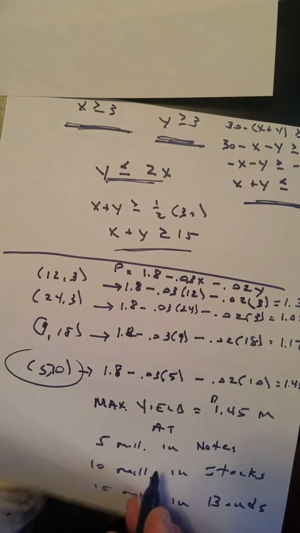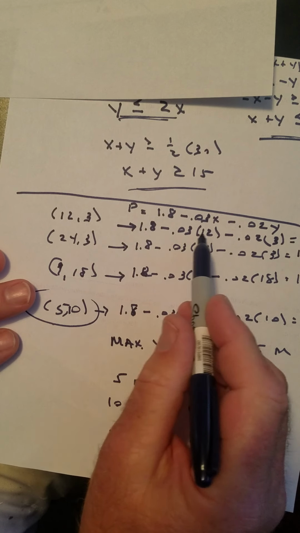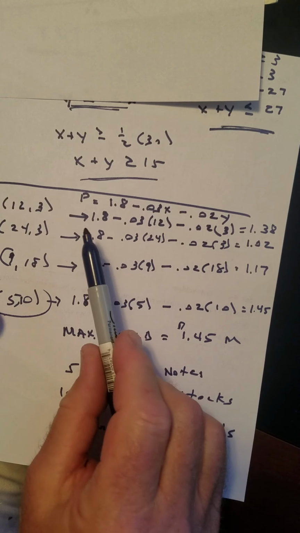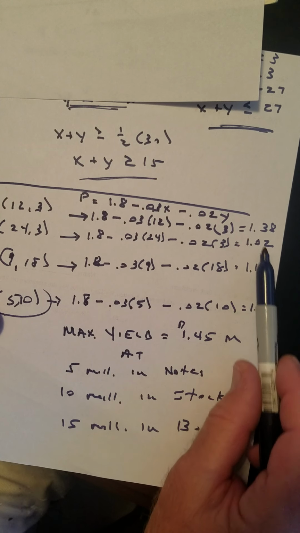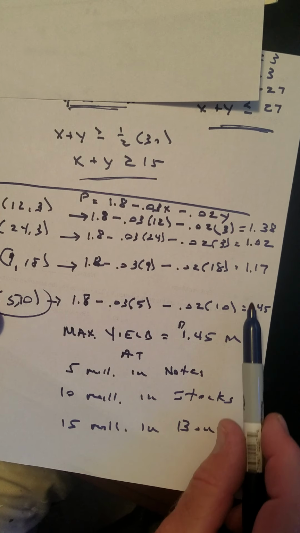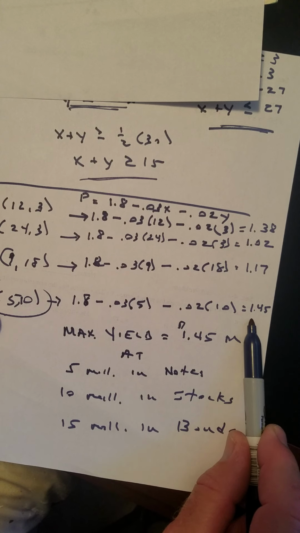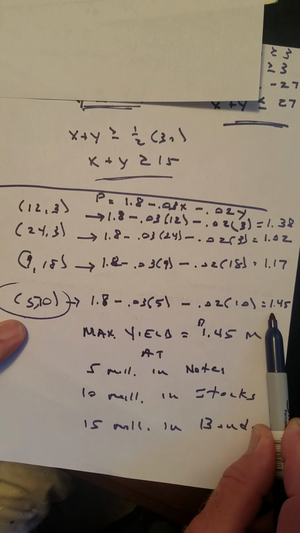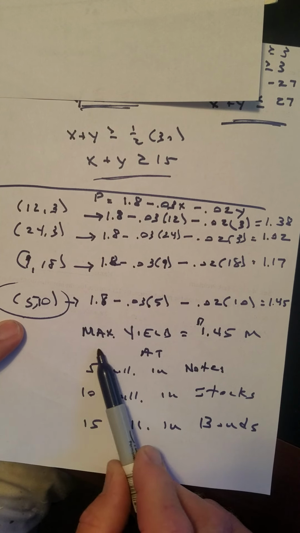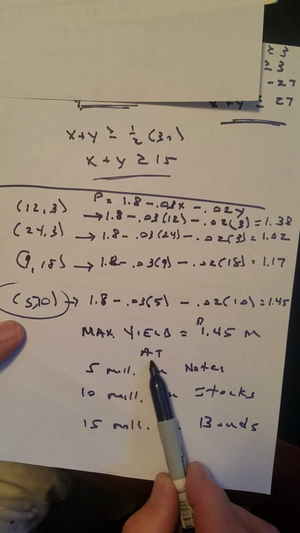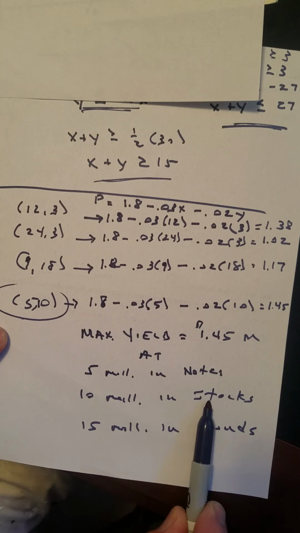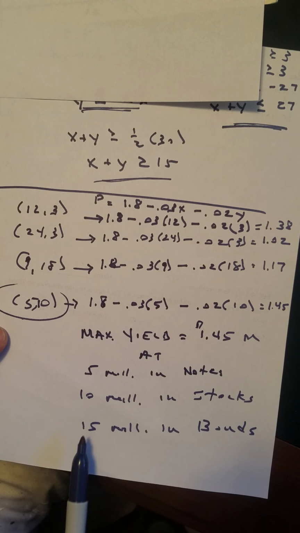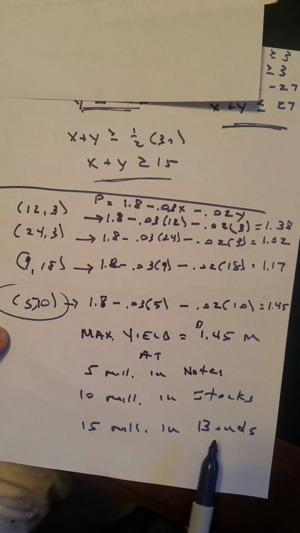Once I had those points, then I went to this and I plugged in. Once I had an answer for each one, all I had to do is find the biggest, because I'm trying to maximize the profit. So that was at 1.45 when x is 5 and y is 10. So my maximum yield is 1.45 million at 5 million in notes, 10 million in stocks, and the rest of it out of the 30 was in bonds.